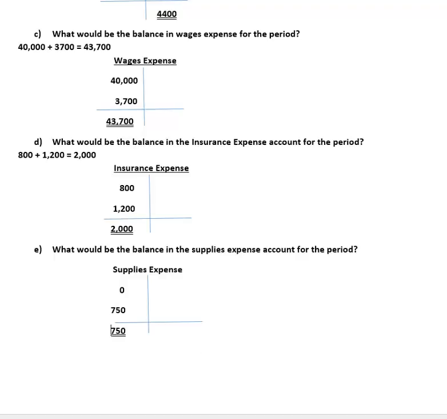$750 in supplies expense. So this concludes this short video on adjusting entries and also helping you calculate balances for the financial statements that would show up in the adjusted trial balance as well and be transferred to the statements. So I hope you found the video helpful.